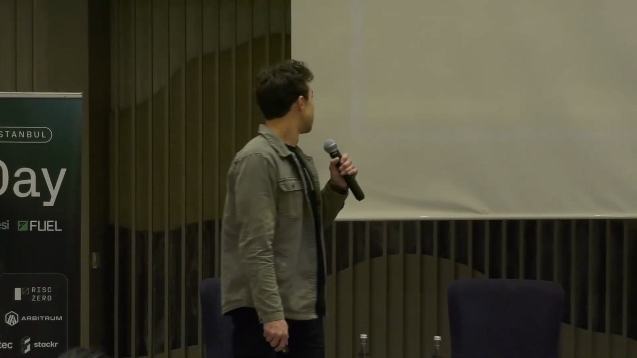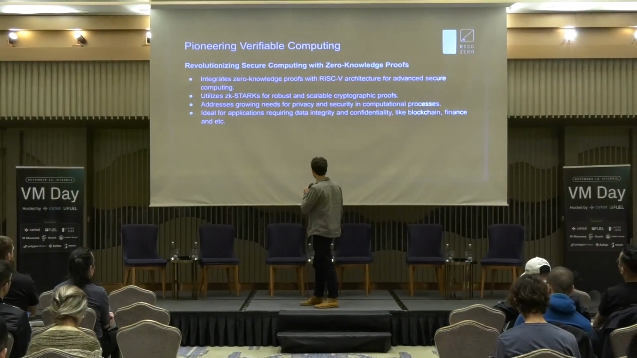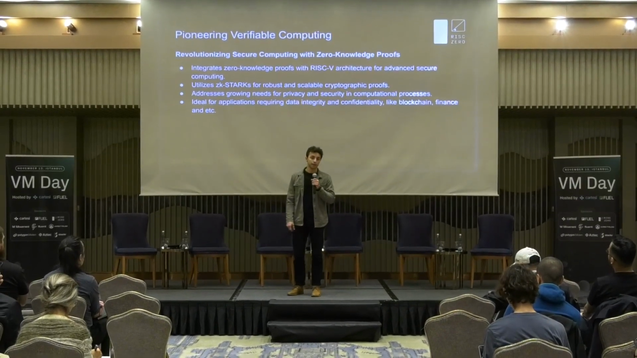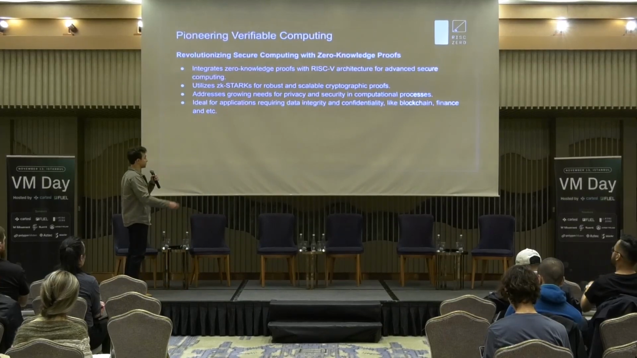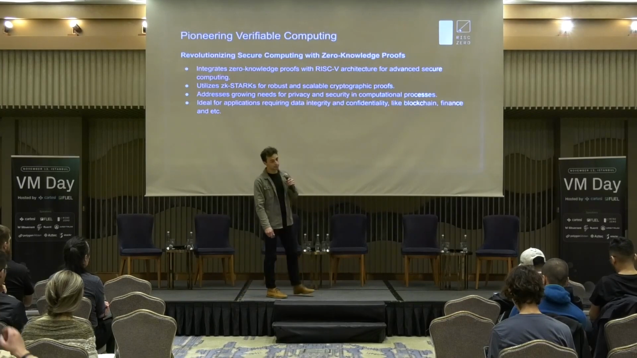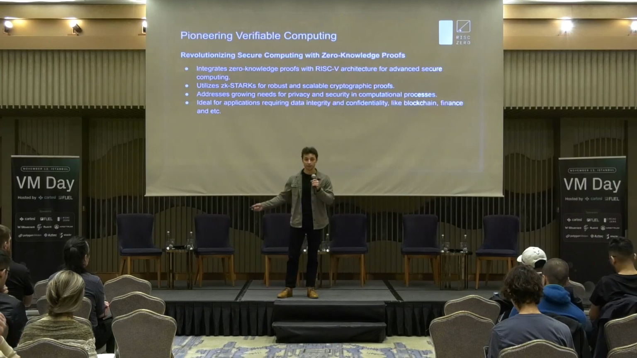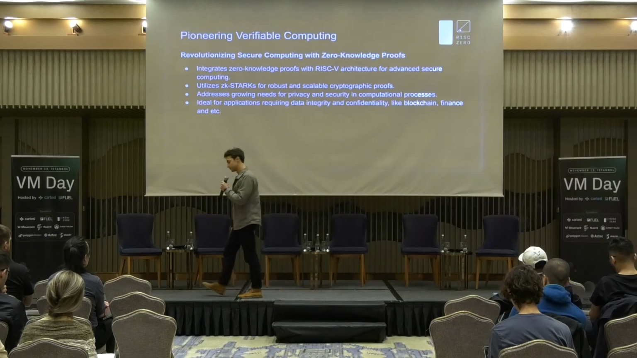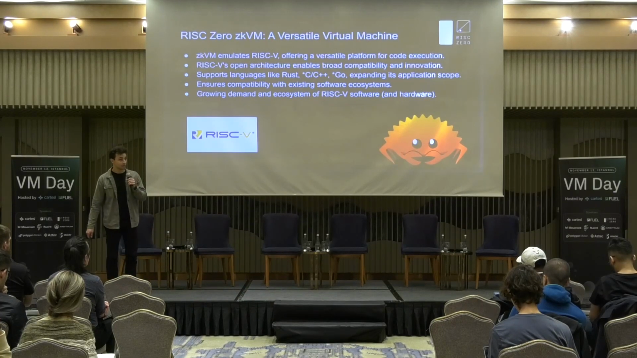We do that because the VM itself and the Risc instruction set is the circuit. This addresses the growing needs for privacy, as well as security and computational processes in, in theory, a decentralized way. It's ideal for applications requiring data integrity, confidentiality, and of course, that's useful in blockchains, finance, and a number of growing fields. So, how do we do this?